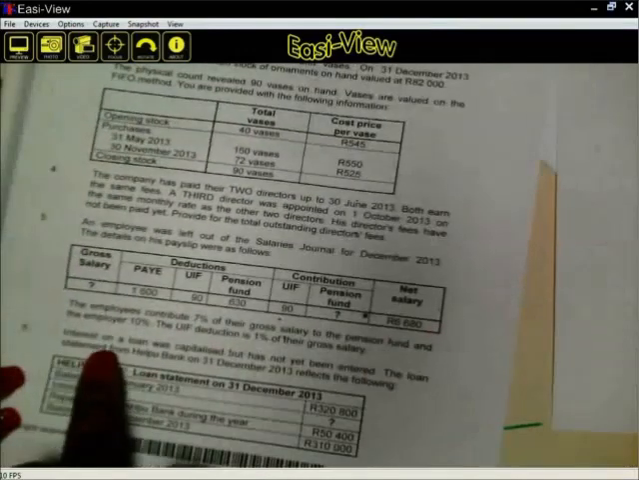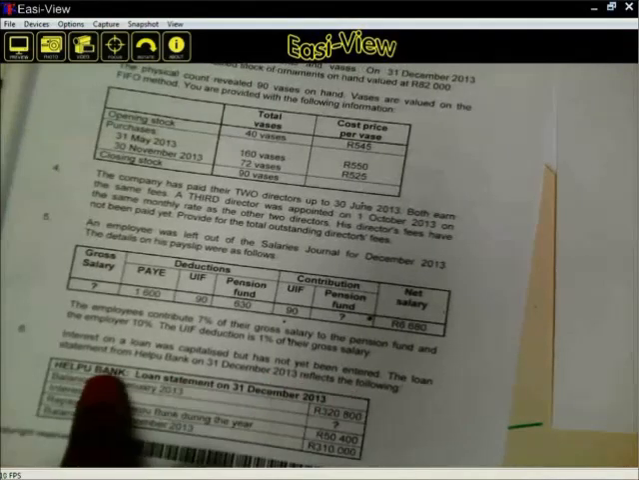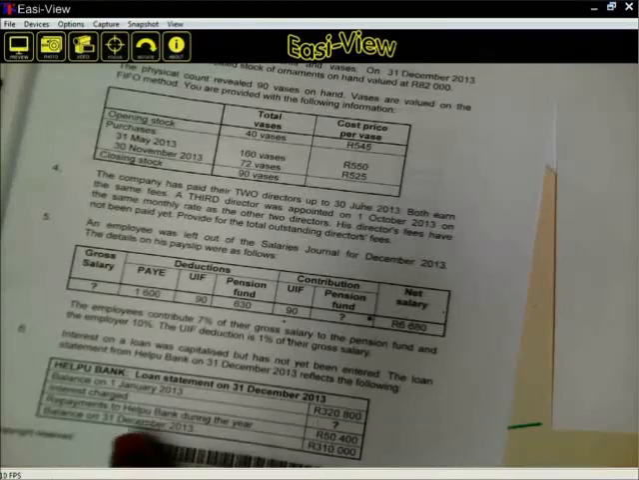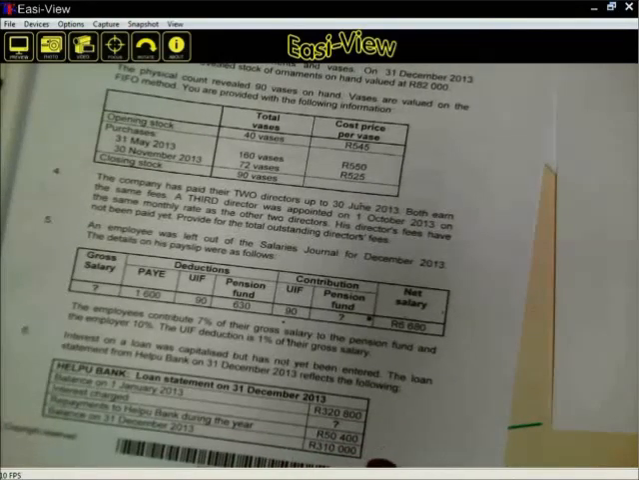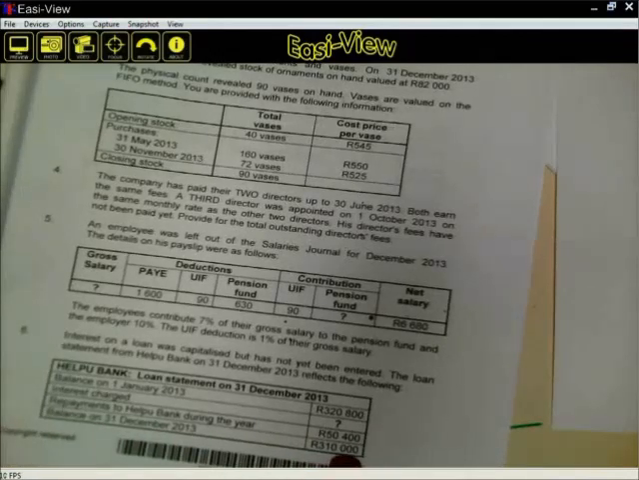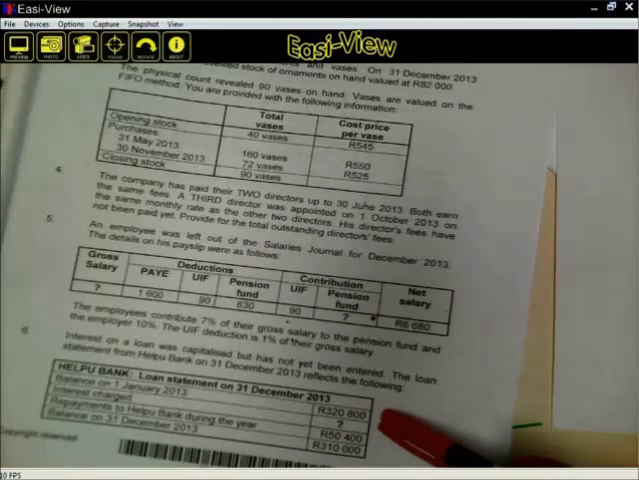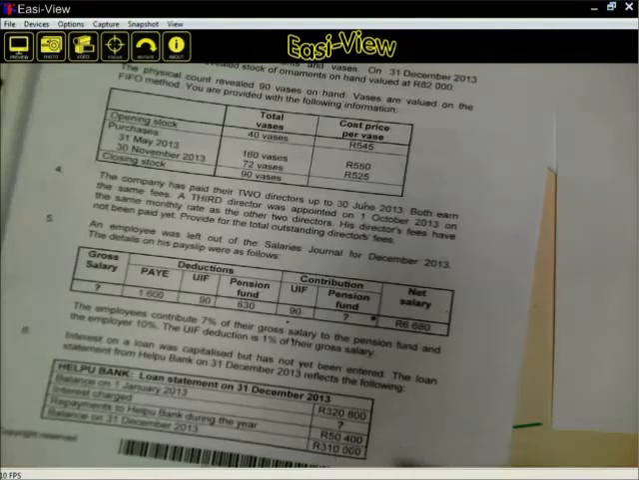An interest on loan was capitalized but has not yet been entered. The loan statement for December 2013 reflects the following. Balance on the 1st January 2013, 320,000. Interest charged, we don't know. Repayments for the loan was that much. And then balance at the end of the year was 310. How do we deal with this loan? You owed 320, you paid already 50,000, but you are still owing 310. So how do we do it?